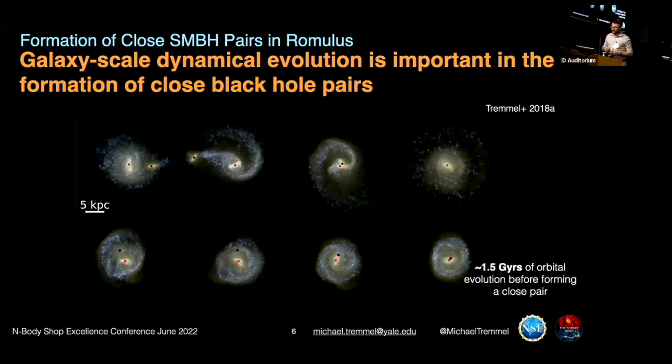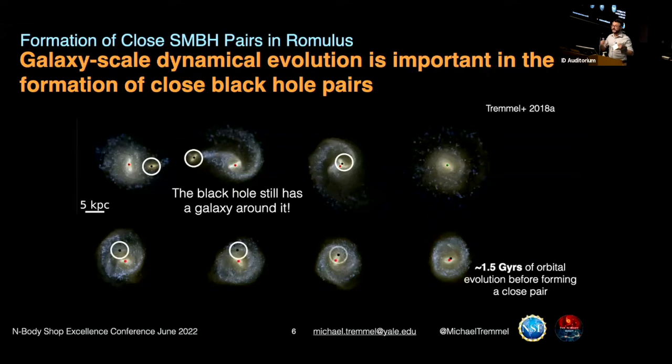And it comes down to a lot of the properties of the merging galaxies themselves. So in this top case, the secondary black hole has a galaxy around it, while in the bottom case, the galaxy no longer exists. It's been entirely disrupted, and the black hole has been left on its own, giving the black hole really long timescales to reach the center. So it's really the cores of galaxies that are bringing black holes together in these simulations.